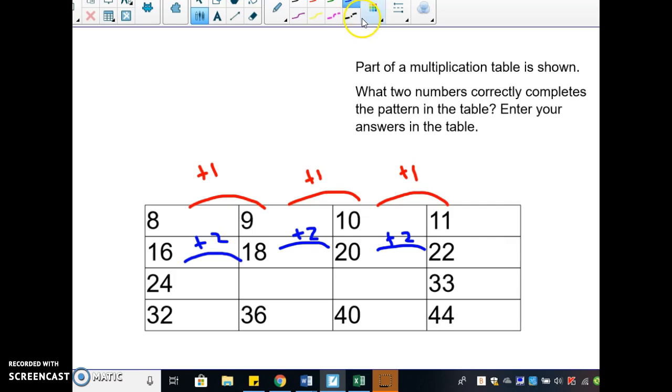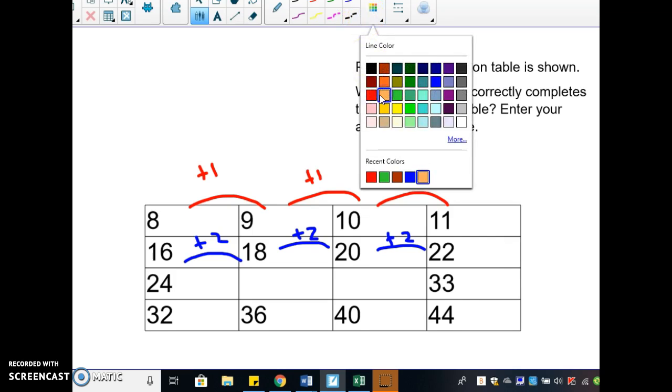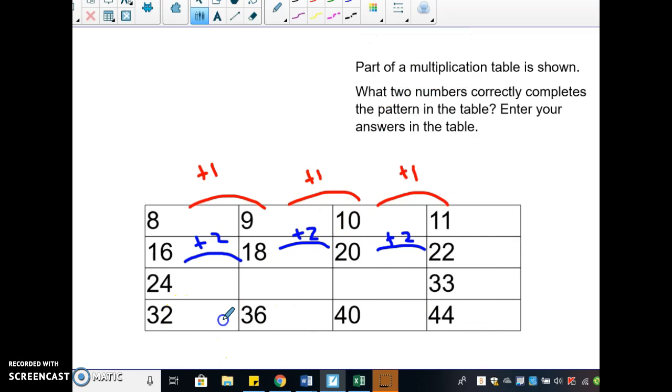So again, I'm going to just use a different color. Let's use orange this time. 32, then 36, then 40, then 44. Well, I know it seems like it's adding, again, it is going by fours. So that's plus 4, and then plus 4 here, and then another plus 4.